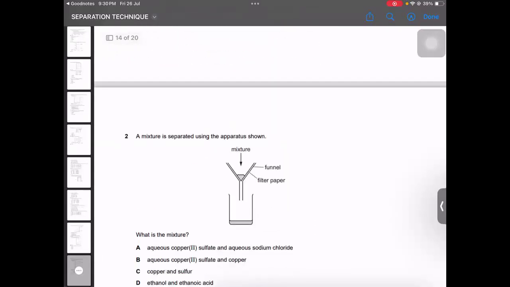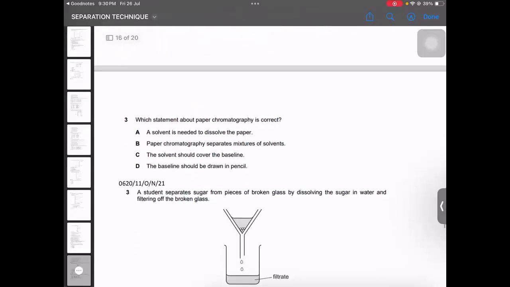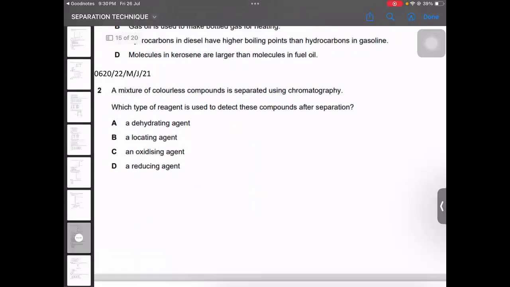Obviously, you have to solve this question. I will be sending the same file, so you are supposed to solve it. Okay. Now see this. Question number 2.